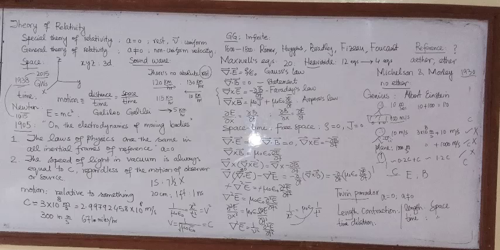So we got that del square E is equal to mu naught epsilon naught ∂²E/∂t². Now we want to check the dimensions of this equation.